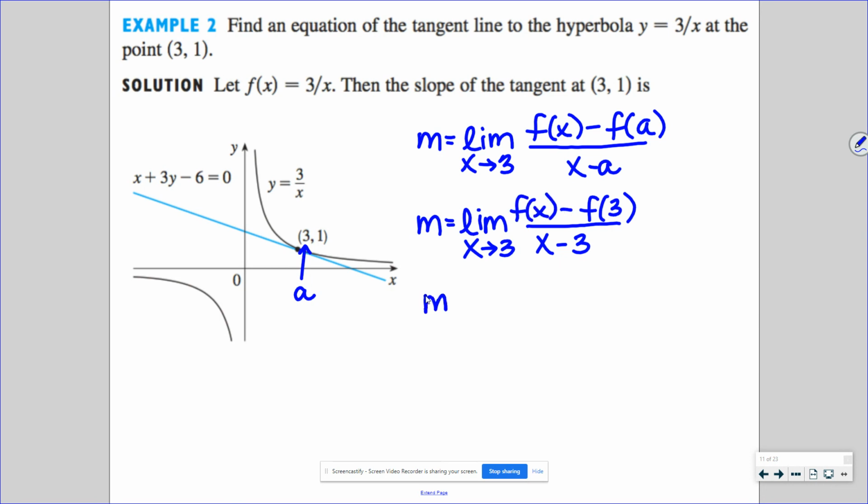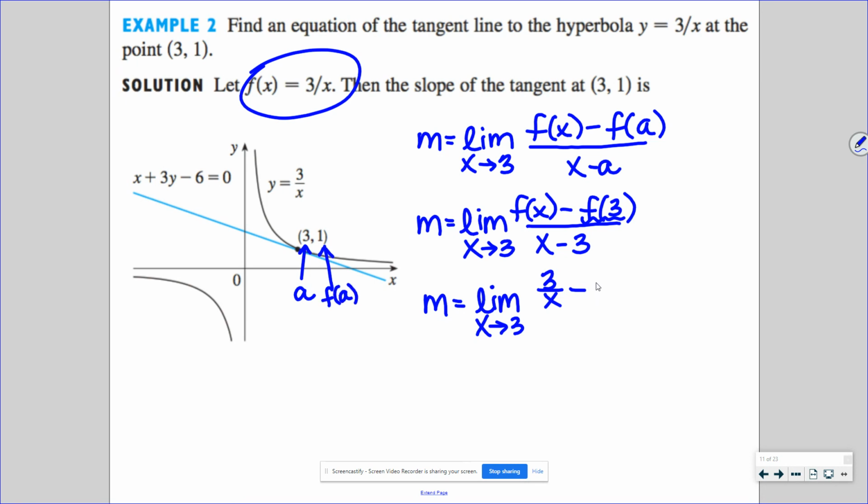Now I need to figure out what to write for f of x. Well, look at your problem a little closer, because f of x is given right up here. So f of x is 3 over x. What about f of 3? f of 3 just means what is the y value when x is 3? The y value when x is 3 is 1. So I need this to be 1. Now I have it set up in a way that I can continue with solving.